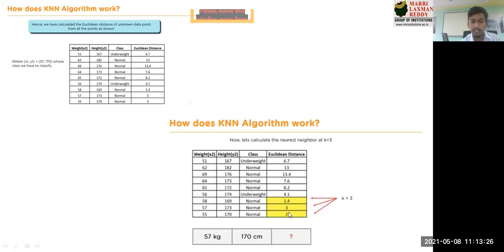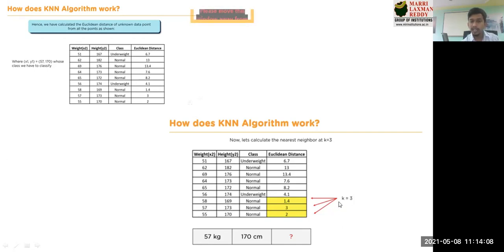Now you can see here we are taking the value of k equal to 3 because this is a small data set. I could take 5 also, but because we have only 8 to 9 rows here, if I take k equal to 5, it is very difficult for us to make a decision. So I am taking the k value as 3 here. You can see the value 57 and 170. I am not considering these upper values because they are much farther from 57 and 170, so I am considering the last 3 values.